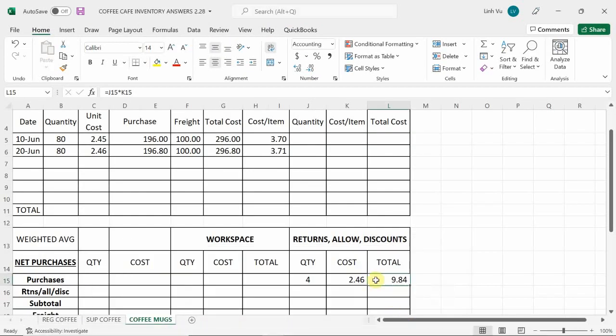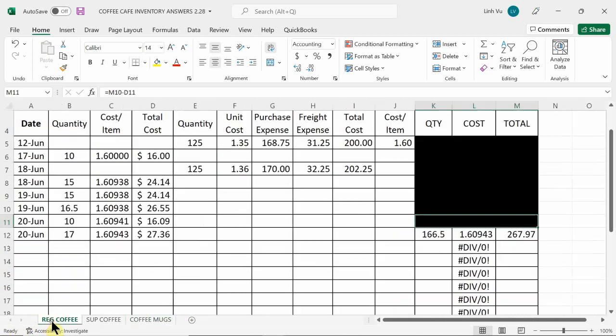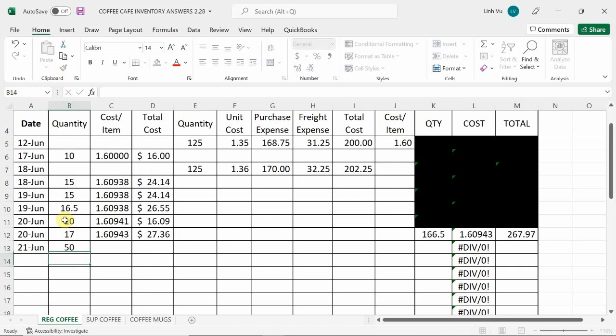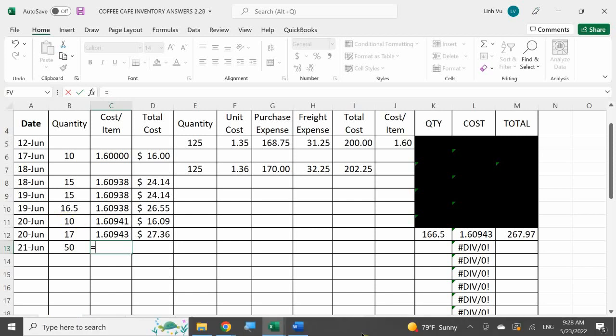Inventory worksheet. Now we started out with selling our regular coffee. In this case, we have 166 pounds available, and we just sold on the 21st 50 pounds. Now, at what average cost per item is my regular coffee? How much is it going to cost me per pound to sell? What's my average cost per item right now?